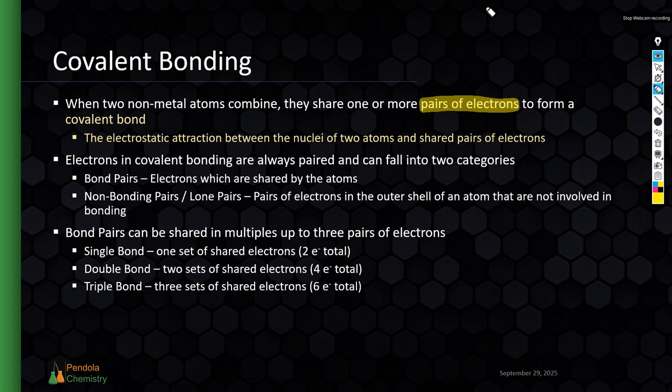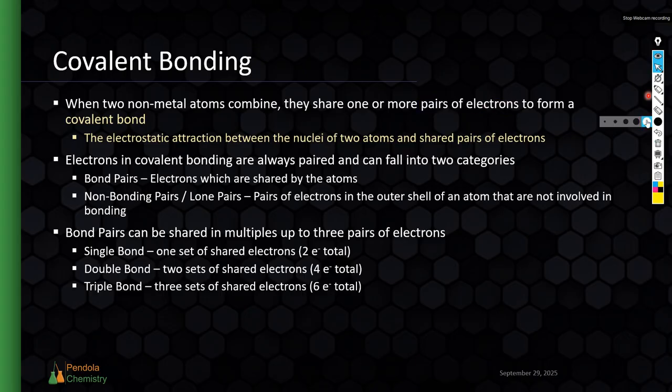Now covalent bonding, like I mentioned, is the electrostatic attraction between the nuclei of two atoms and the electrons they share. Because, again, we said earlier in section 1, bonds in general are always going to be some kind of electrostatic or magnetic attraction. They're always going to be the attraction of something that's positive to something that is negative.